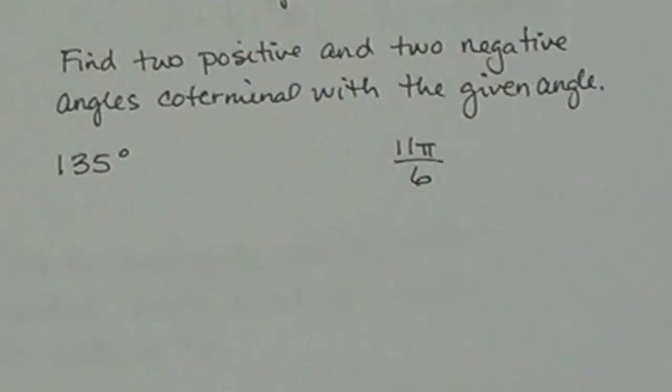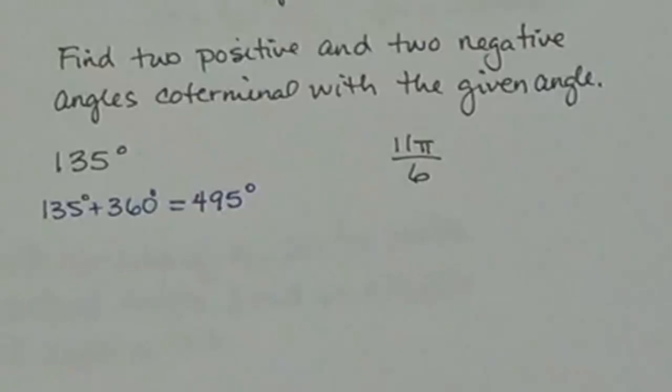So for this first one, let's look at 135 degrees. We want to find two positive and two negative coterminal angles. So for the first positive, again, I'll find my angle at 135, and then I just want to add one full revolution. In this case, because we're looking at degree measure, we're going to use 360 degrees to determine our full revolution.